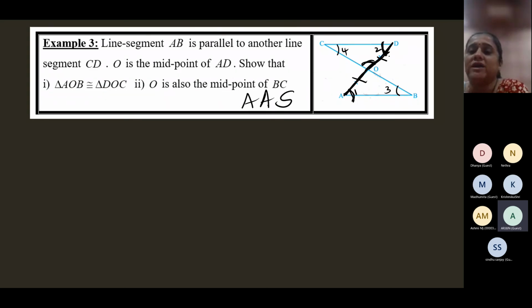Because for angle 2 and angle 4, the included side is CD. For angle 1 and angle 3, the included side is AB. Now you have mentioned 1 is equal to 2, 3 is equal to 4. Then if it is the included side, you should mention AB is equal to CD, but you have not written that. It's not given. We have written some other side. Two angles and some other side. We have not written the included side.